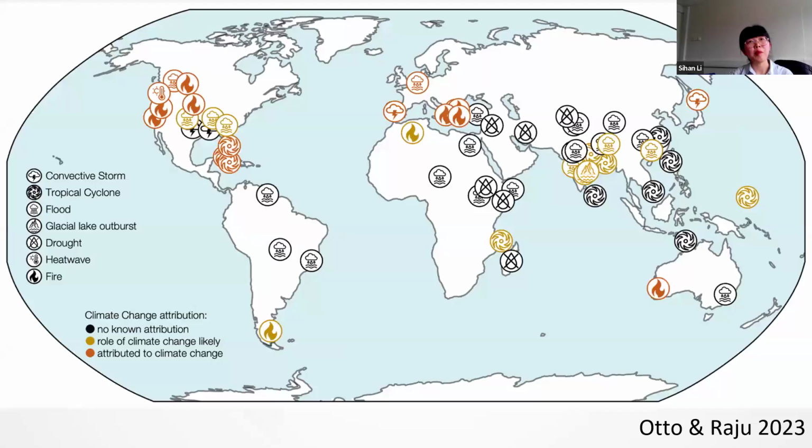Now, if we look at some of the most impactful weather and climate-related disasters, this is a figure showing a summary for 2021. We're seeing the different types of the most impactful events, shown by the different symbols on the left-hand side here. We see convective storms, tropical cyclones, floods, glacial lake outbursts, drought, heat waves, and fires. And these different colors represent the extent to which we know the role played by human-induced climate change. So this is a summary for 2021.